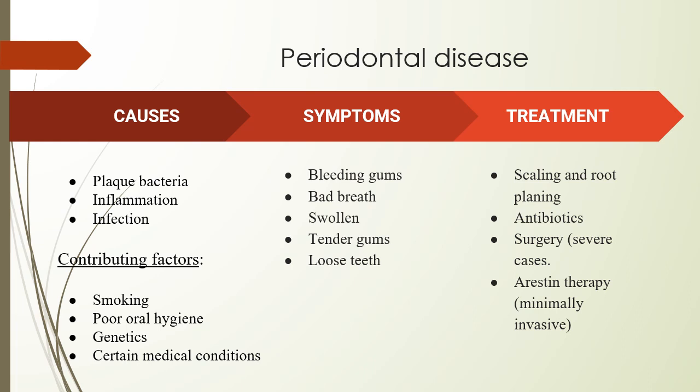Now comes the causes, symptoms, and treatment of periodontal disease. The cause could be plaque bacteria, and that bacteria could cause inflammation and then infection, which leads to periodontal disease. Other contributing factors also exist, which are smoking, poor oral hygiene, genetics, and certain medical conditions. Symptoms include bleeding gums, bad breath, swollen gingiva, tender gums, and loose teeth.